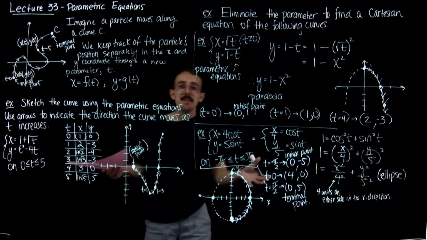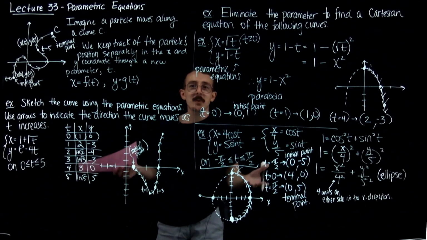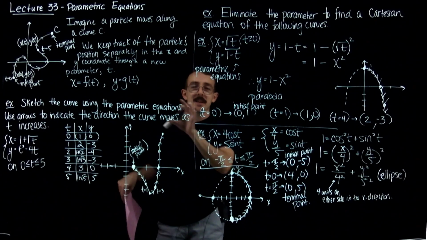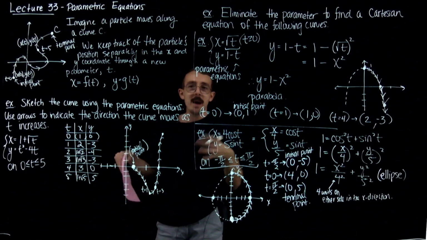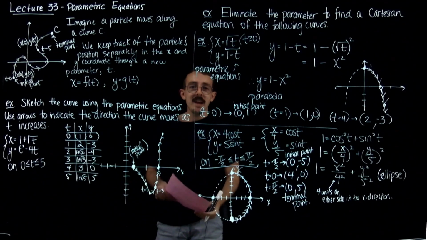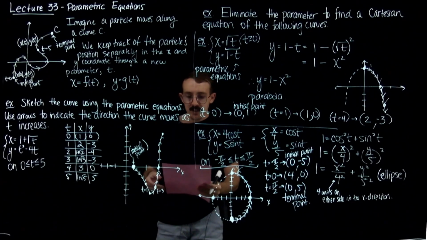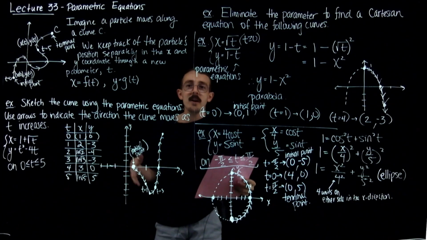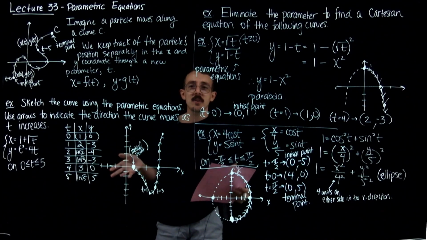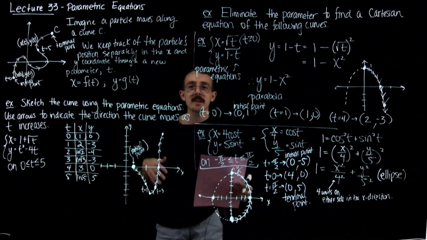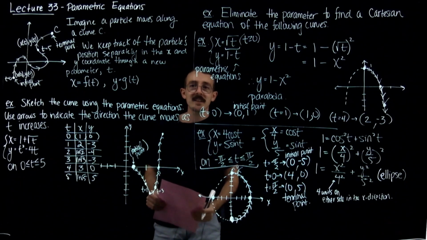OK, so I hope this helped explain what parametric equations are trying to achieve, the fact that they're keeping track of x and y separately to map out the path of something. In the next part of this video, it's very short. I'm just going to give a couple of typical examples of curves and some straightforward ways to parametrize them. So I'll see you for that in just a moment.